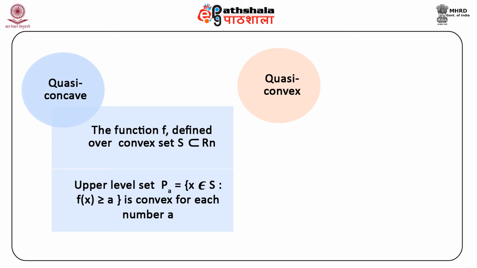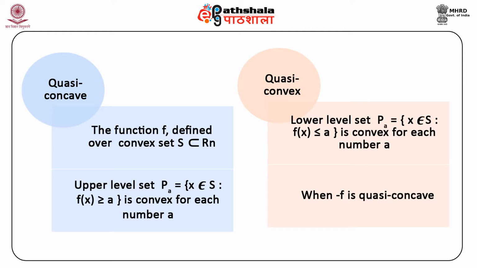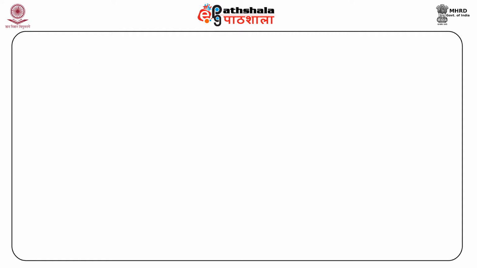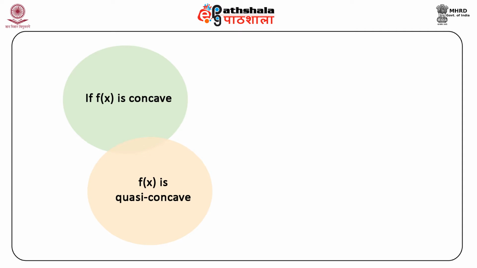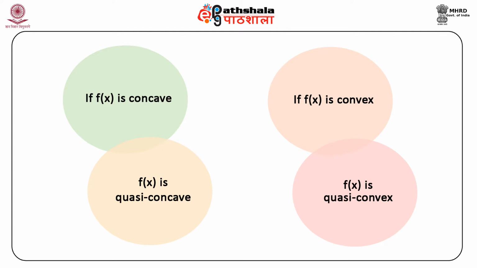Quasi-convex: we say that f is quasi-convex if minus f is quasi-concave. So, f is quasi-convex if and only if the lower level set Pa is convex for each number a. If f(x) is concave, then f(x) is quasi-concave. If f(x) is convex, then f(x) is quasi-convex.